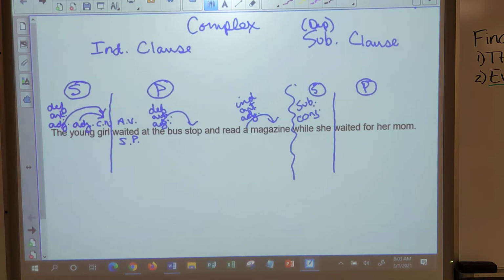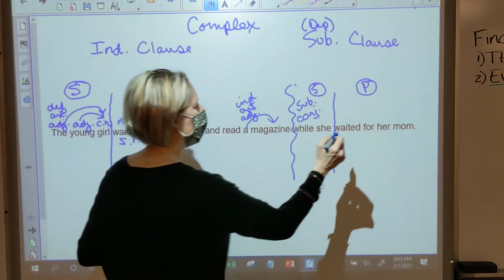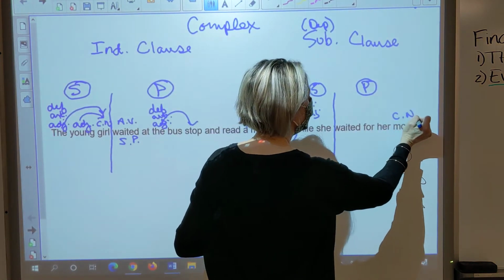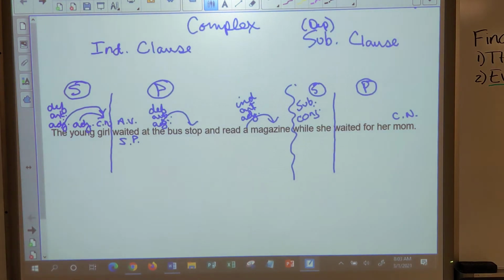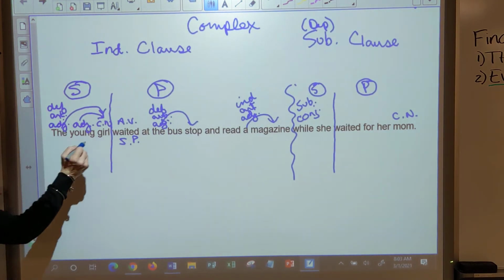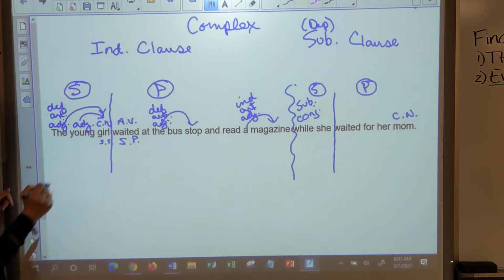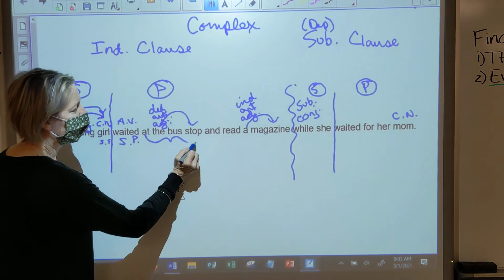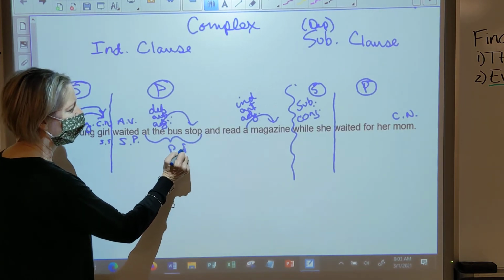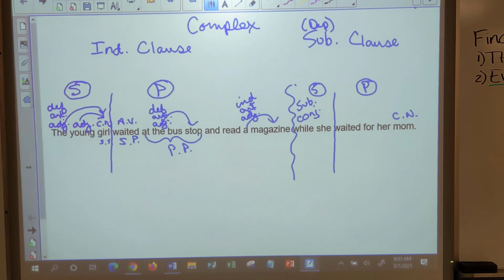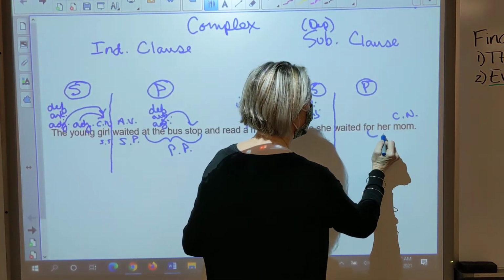Claire, go. Mom is a common noun. Up here to you, Ella. Girl is the simple subject. Brooklyn. At the bus stop is a prepositional phrase. Very good. Clint. For her mom is a prepositional phrase.